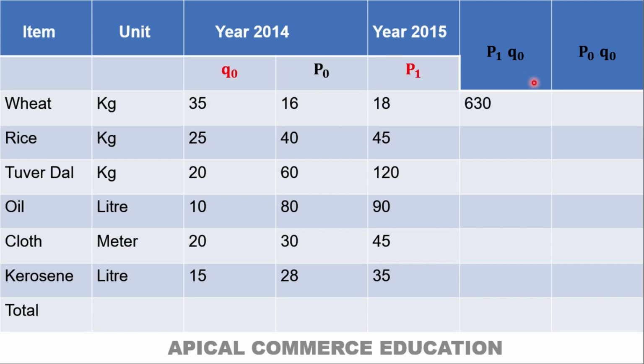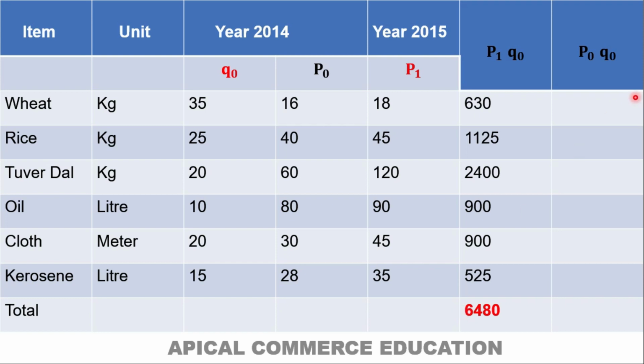So 18 into 35 will give me 630. 45 into 25 will give me 1125. 120 into 20 will give us 2400. 90 into 10 will give us 900. 45 into 20 will give us 900. And 35 into 15 will give us 525. So now let's do the totaling of P1 Q0. So sigma P1 Q0 comes to 6480.